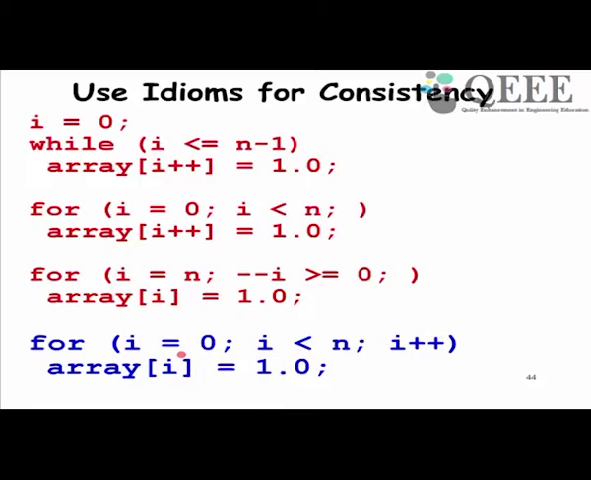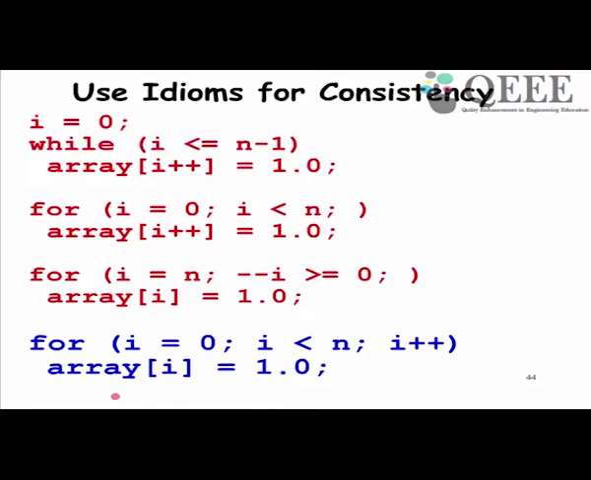Let's look at some examples. Let's say you want to initialize the elements of an array with 1.0. There are various ways you can write the code. For example, you can write a while loop: i = 0; while i < n - 1, array[i++] = 1.0. You can use a for loop like this: for i = 0; i < n; array[i++] = 1.0, or you can write for i = n - 1; i >= 0; i--, array[i] = 1.0.